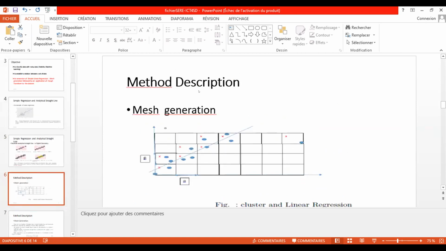In our method description, here we have a set of points, and we try to define clusters. A cluster is just a rectangle, and you see that in a rectangle, for example here, you have two blue points. Mesh generation consists of creating a grid on the data set in order to put some data together in the same cluster.